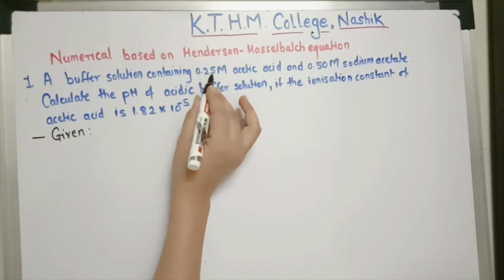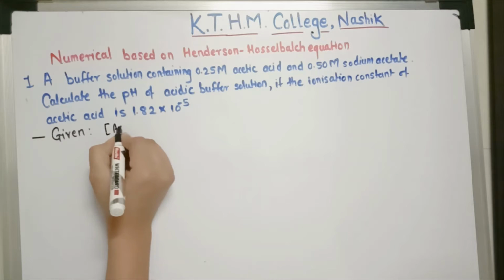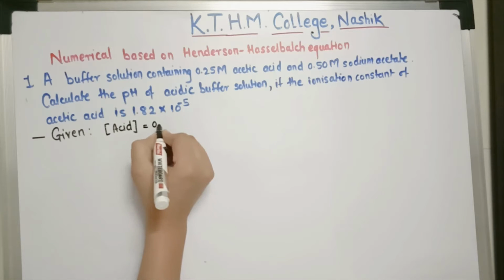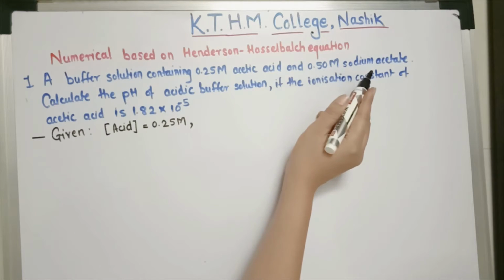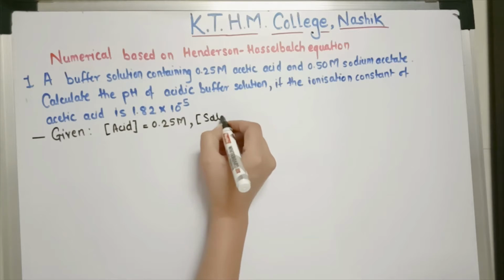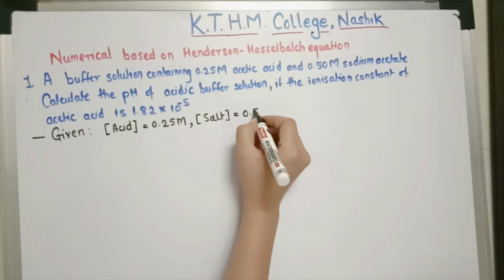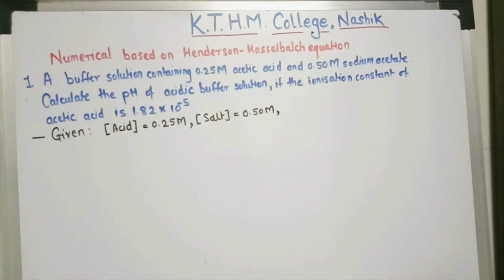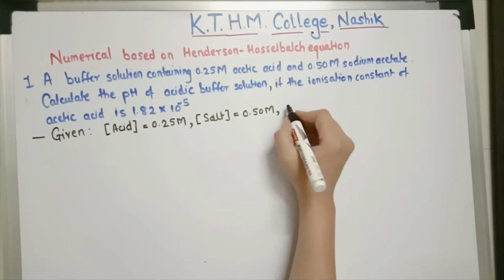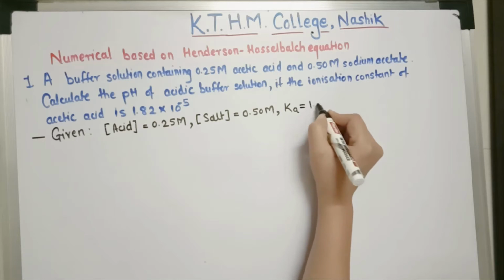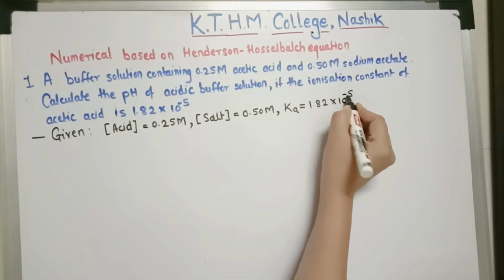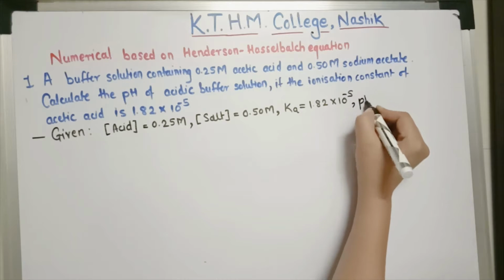A buffer solution containing 0.25 molar acetic acid. That means the concentration of acid is given to us and that is equal to 0.25 moles. And 0.50 molar sodium acetate. So sodium acetate is a salt and the concentration of salt is equal to 0.50 mole. What we have been asked: calculate the pH of the acidic buffer if the ionization constant of acetic acid is 1.82 into 10 raised to minus 5. So the ionization constant is denoted by Ka, which is equal to 1.82 into 10 raised to minus 5. And we have to find the pH.